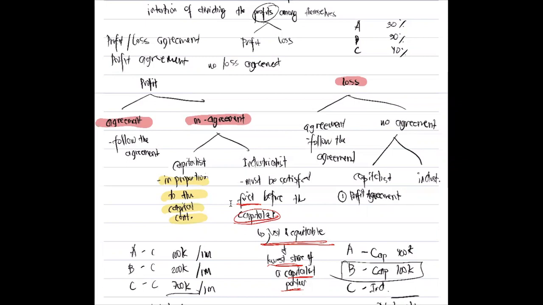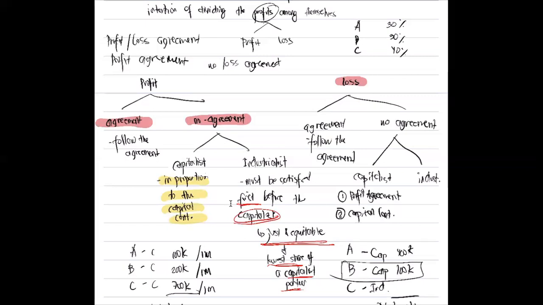Now here, we have a loss. How do we share it? If there is an agreement, you follow the agreement. If there is no agreement, how do we share it? Capitalists, you follow the profit agreement if there is. Sir, what if there is no profit agreement? So you will now divide it based on the capital contribution. So based on the capital contribution.